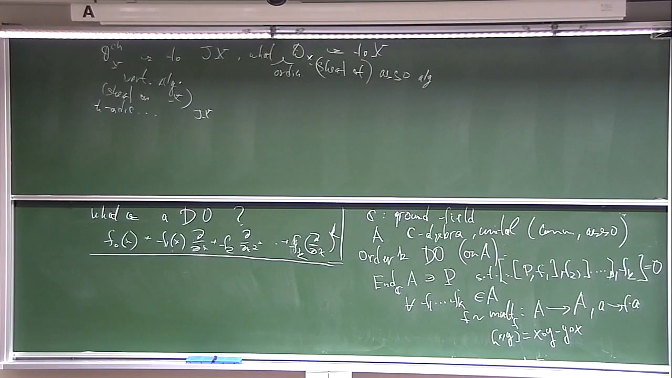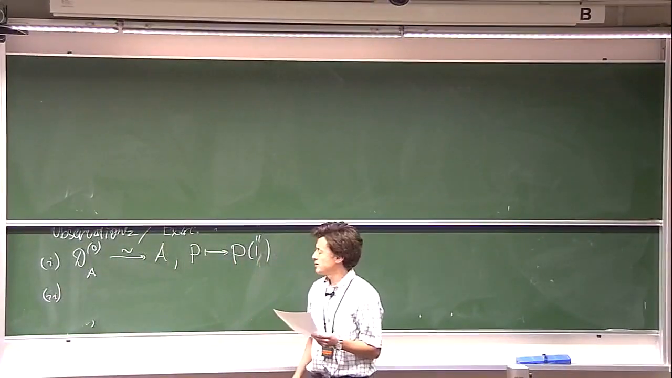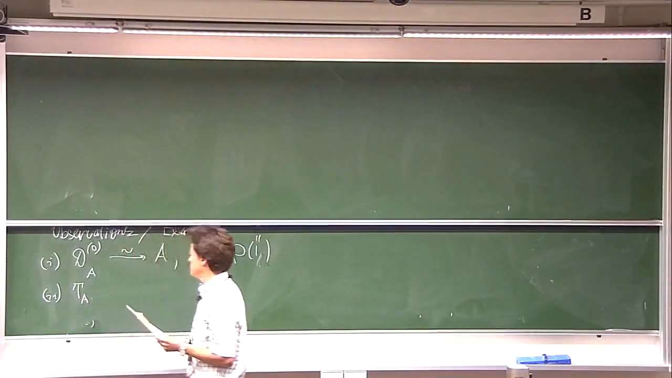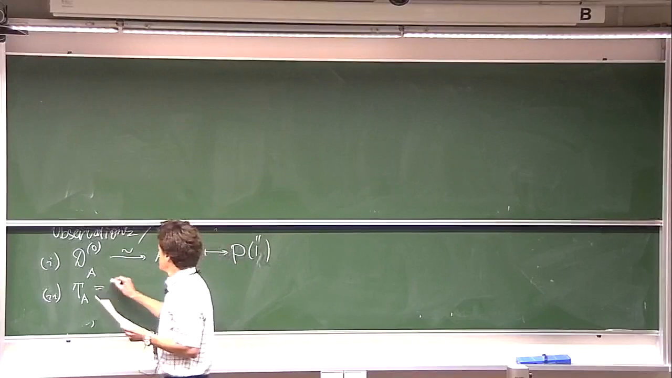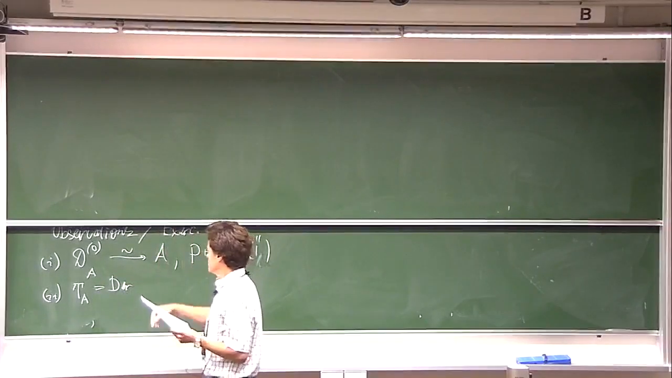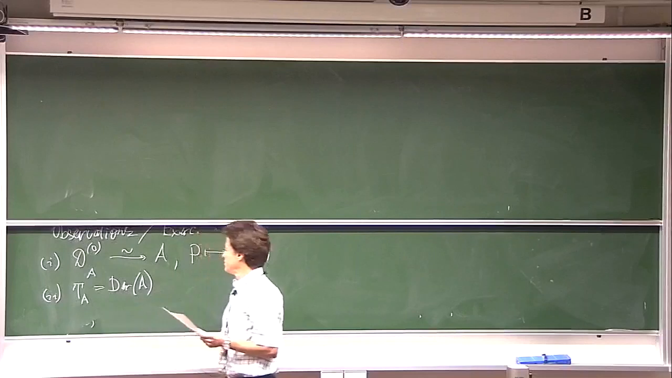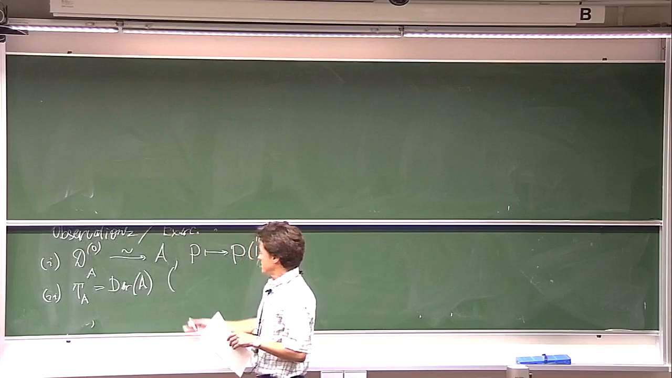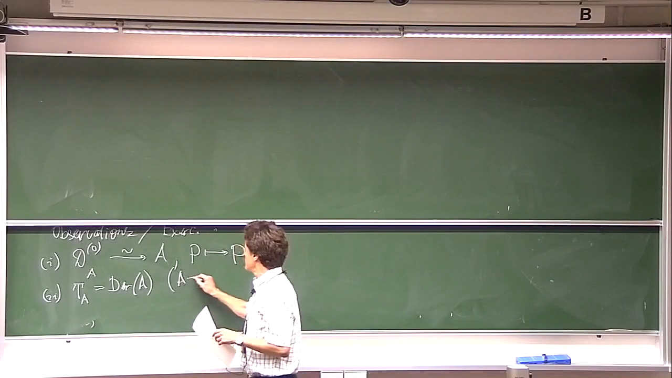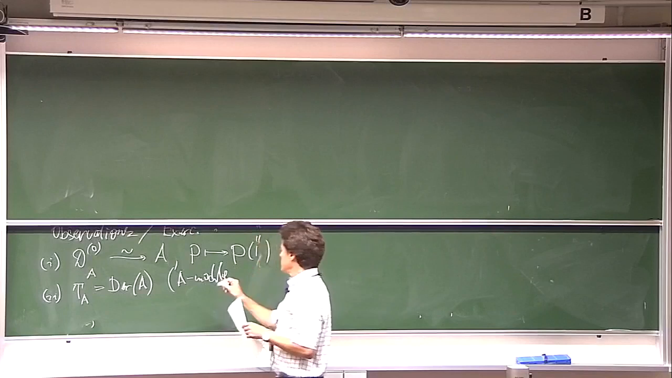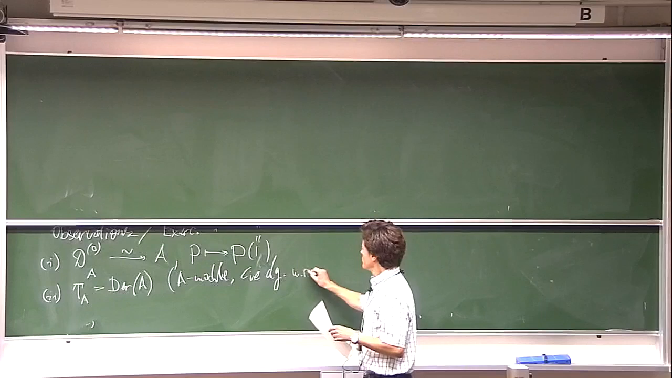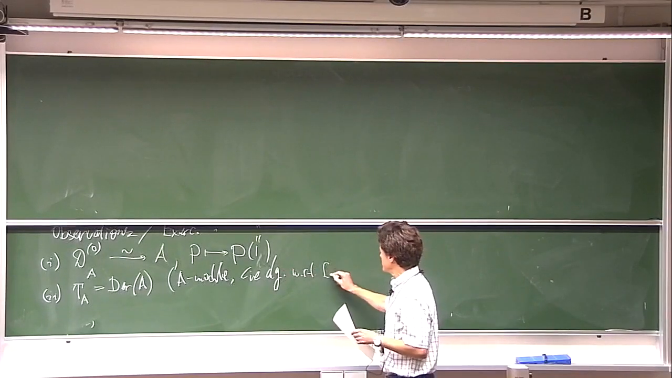Next, given an algebra, you can always consider its derivations. So introduce another important object, T sub A. That's the set of all derivations of A. Of course, it's a side remark. It's an A module, of course, and it's a Lie algebra with respect to the bracket I discussed.